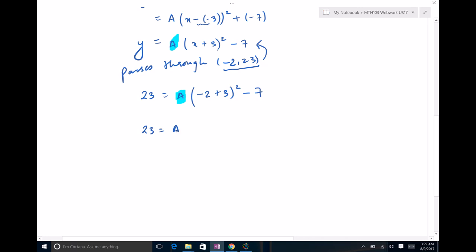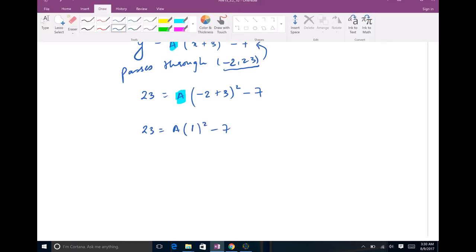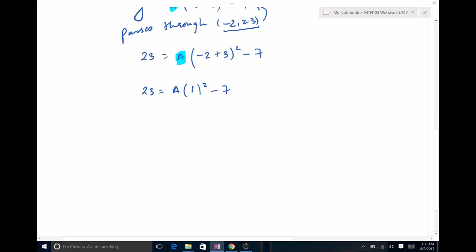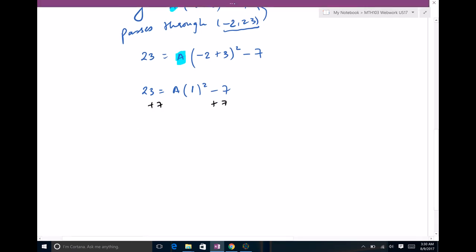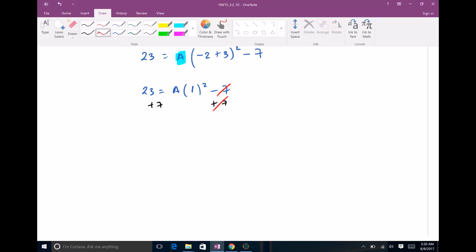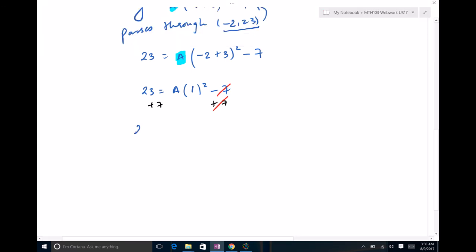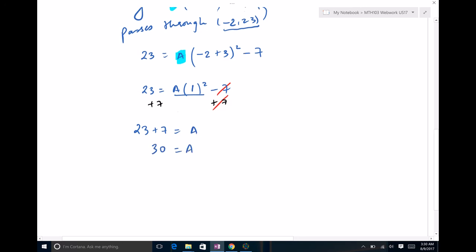23 equals a times (-2 plus 3, which is +1) squared minus 7. Firstly, let's get rid of the 7. In order to get rid of the 7, I add 7 to both sides of the equation. Now on the right hand side I can cancel the -7 plus 7, and on the left hand side I write 23 plus 7 equals a times 1 squared, which is just a, and 23 plus 7 is 30, so that's the value of a.